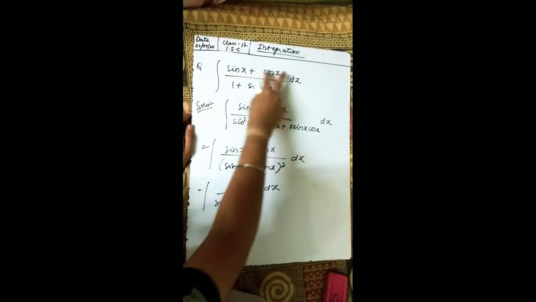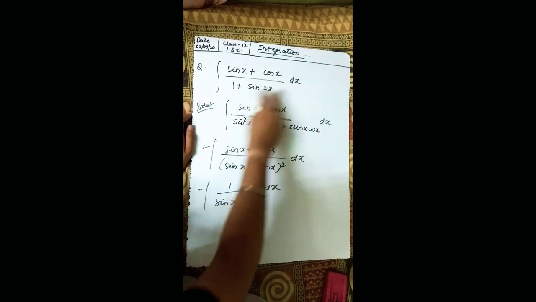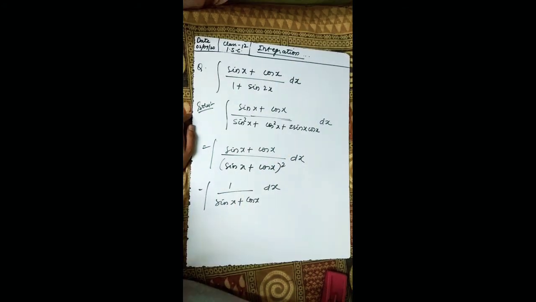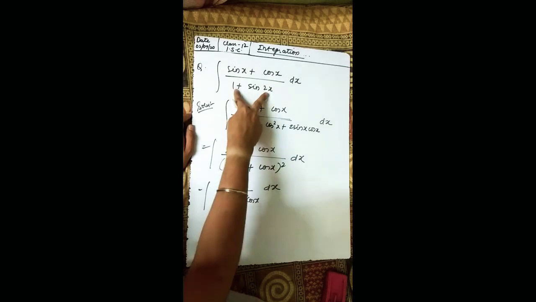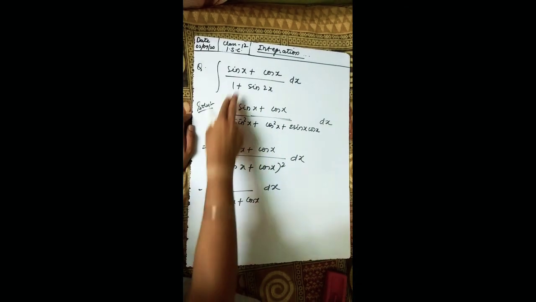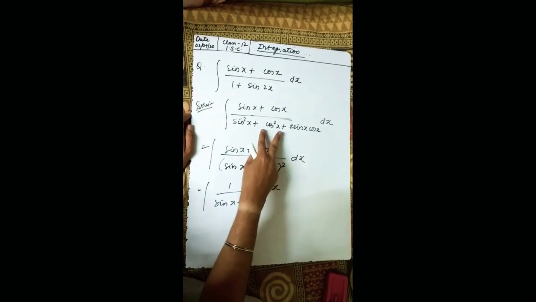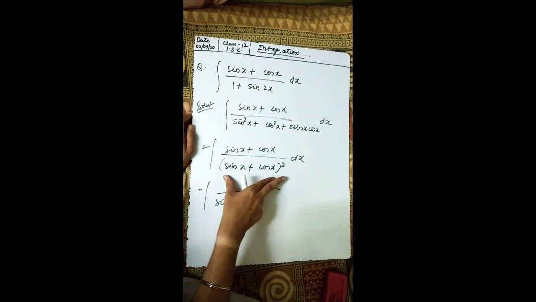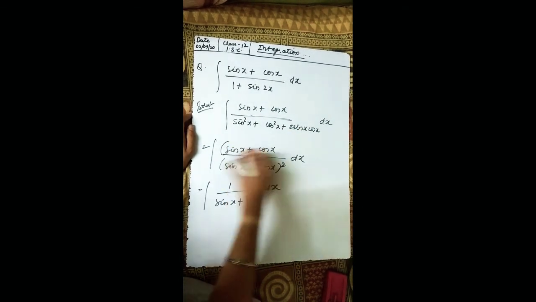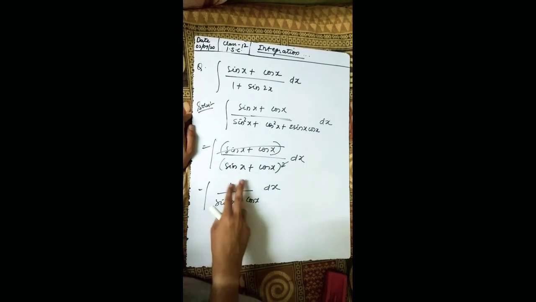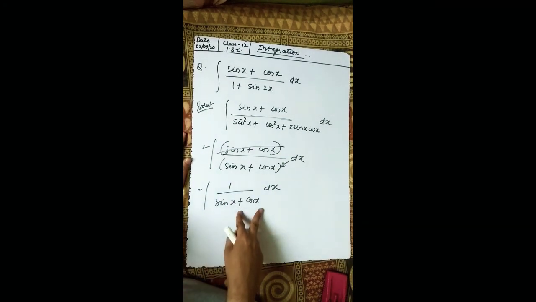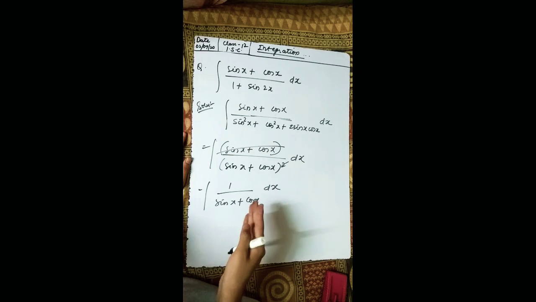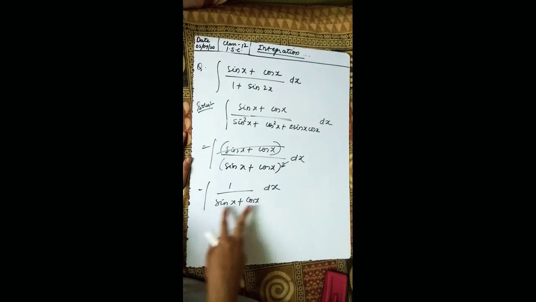Integration of sine x plus cos x upon 1 plus sine 2x dx. How to solve this question? As I told you, when 1 plus sine 2x comes, you directly write in place of 1: sine square x plus cos square x plus 2 sine x cos x, and it becomes the identity like this. So you can cancel this with this, and finally you get 1 upon sine x plus cos x.